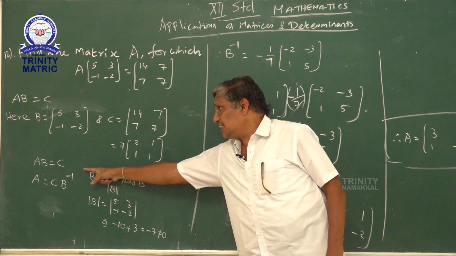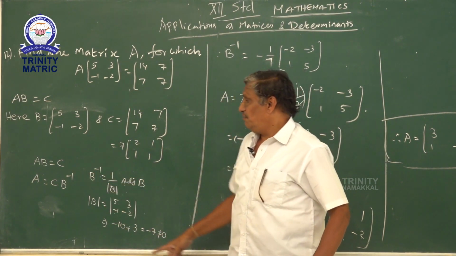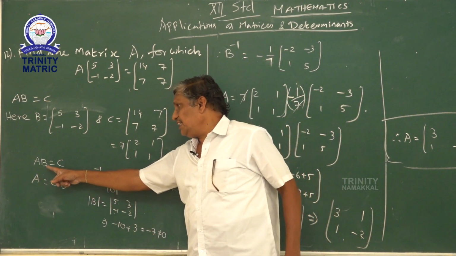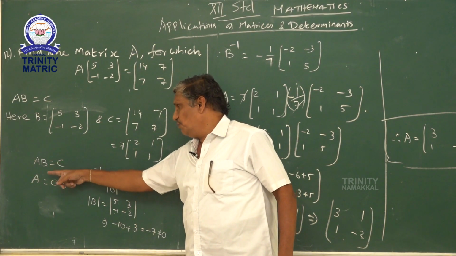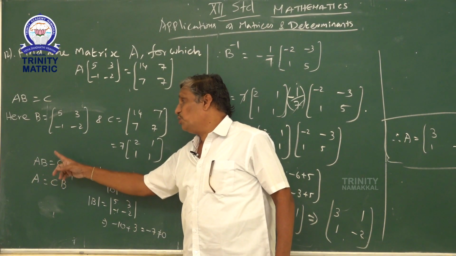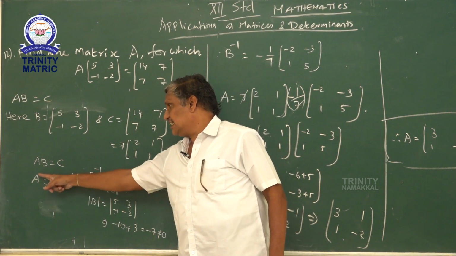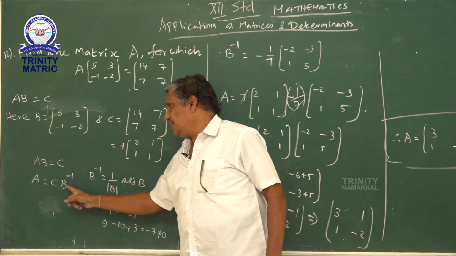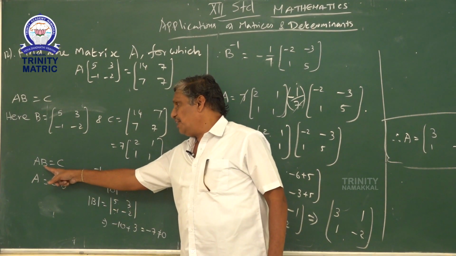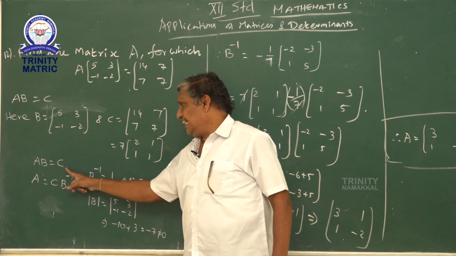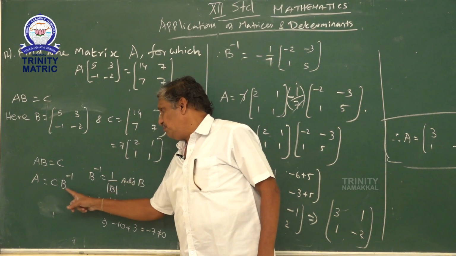Now, AB is equal to C. We have to find A. That means you have to remove this B. For that, we are post-multiplying, that is, post-multiplying by B inverse on both sides. So A is equal to C B inverse.